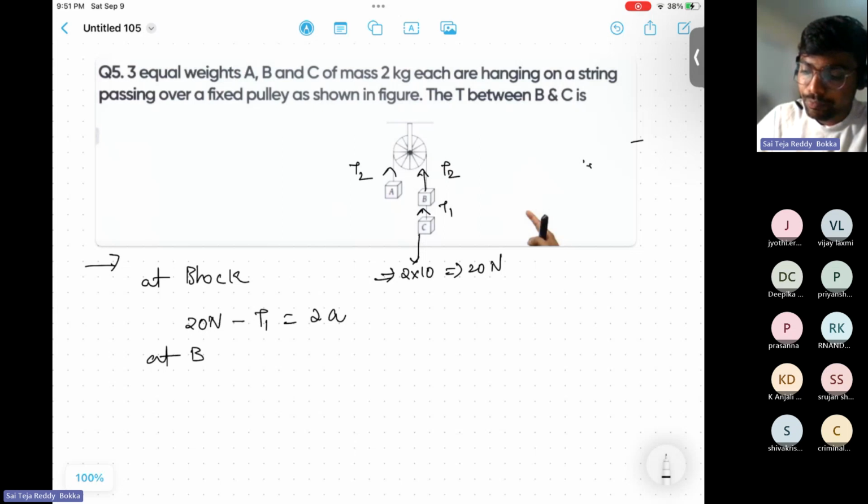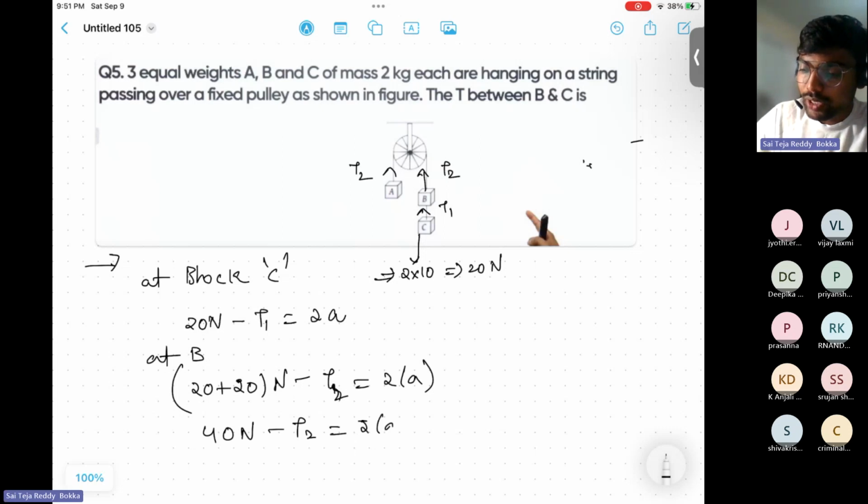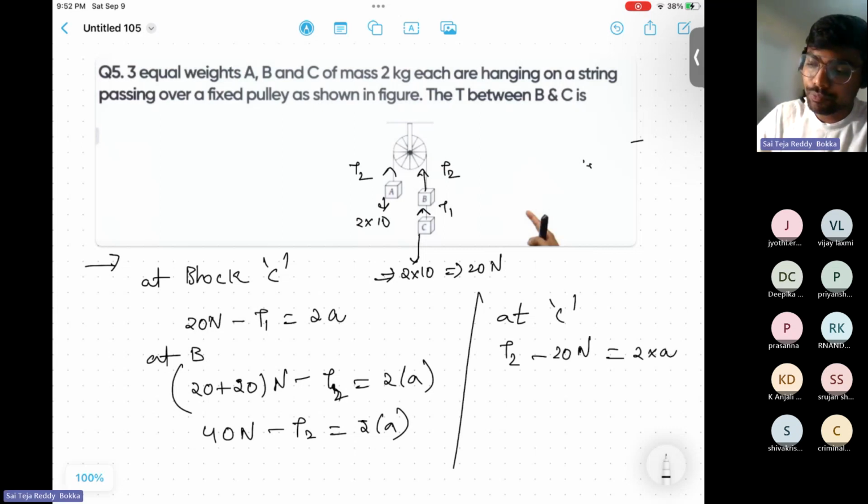And when you are considering block B, your force will be 20 newtons plus 20 newtons minus T2 will be equal to 2 times acceleration, mass into acceleration. That will be 40 newtons minus T2 is equal to 2 into A. When you are calculating at C, mass into acceleration, that will be T2 minus 20 newtons equal to 2 into A.